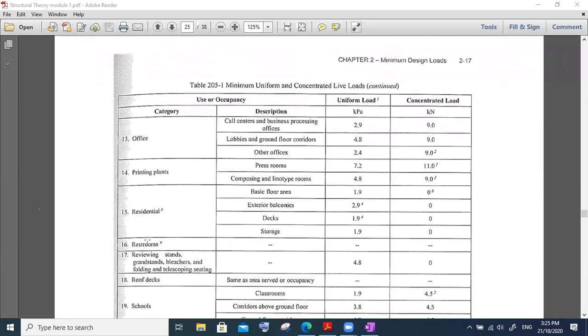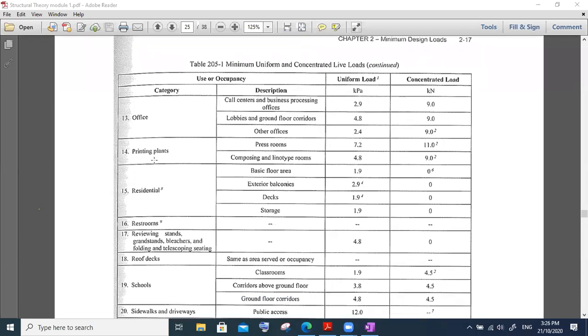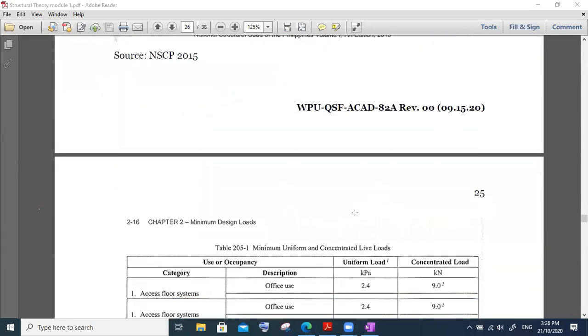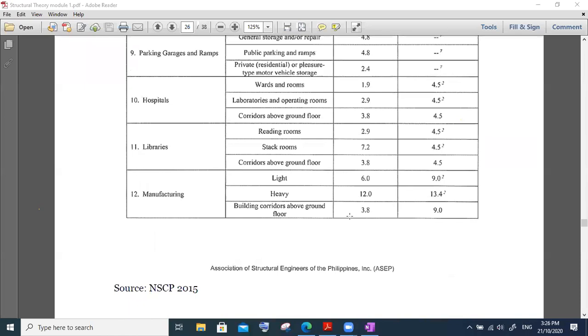Ito naman yung listahan natin ng live loads natin. This is uniform and this is concentrated. So, titingnan natin, okay, kung residential, ano ba to? Ang purpose na to? Ano yung occupancy natin? Is this office? Is this residential? Restroom ba to? No? So, residential. Okay, residential. Decks, meaning this is yung mga roof decks. No? So, we will be using the uniform load of 1.9. Okay, so doon lang. Titingin lang tayo sa table.